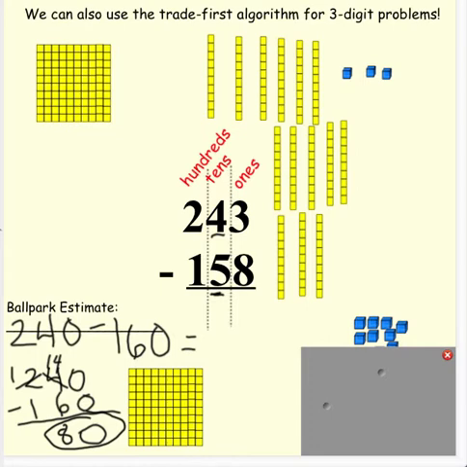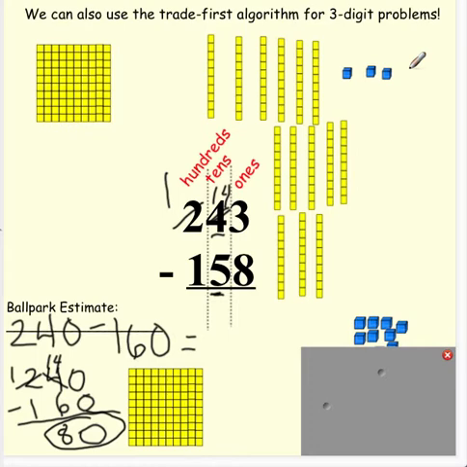I'm going to show what I did. I took away 100, so instead of 2 I had 1, and I gave 10 tens to these 4 tens that are here. So now I have 14. Okay, we're not done though, because remember we need to be able to subtract our ones. So I want to take these 3 ones and take away 8.